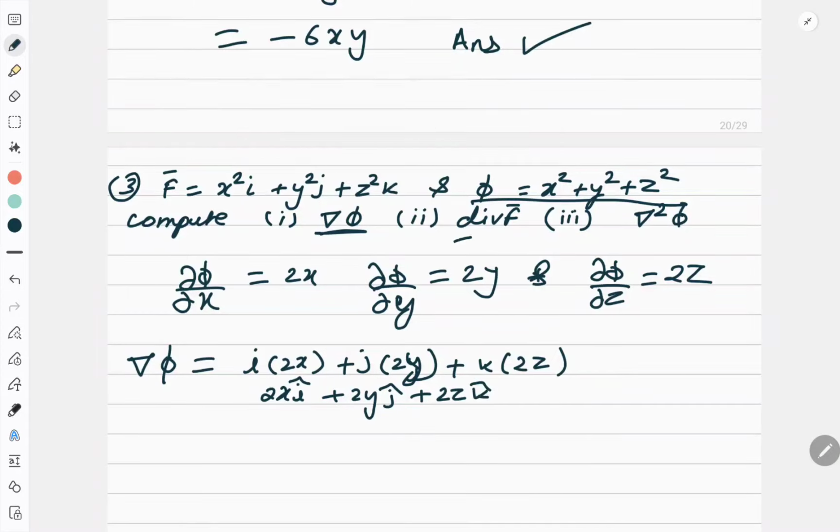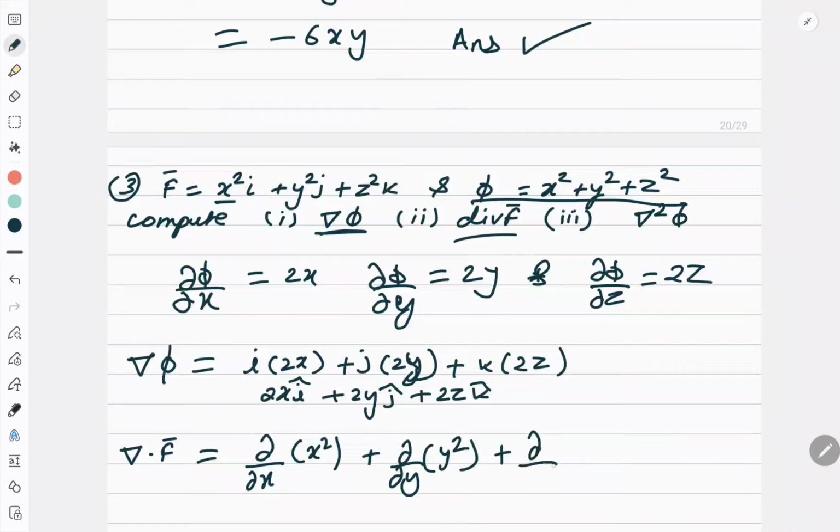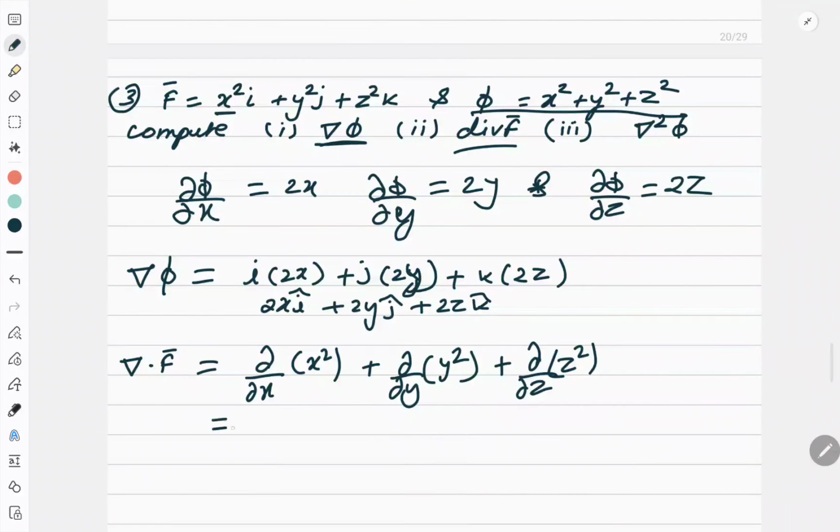Okay. The second is divergence of f. Divergence of f means del dot f, which is equal to dou by dou x of f1. Now what is f1? x square. Plus dou by dou y of y square, plus dou by dou z of z square. Okay. So this is 2x plus 2y plus 2z.